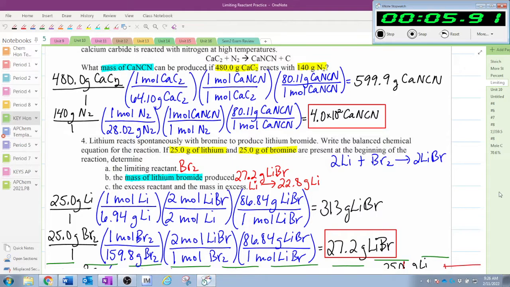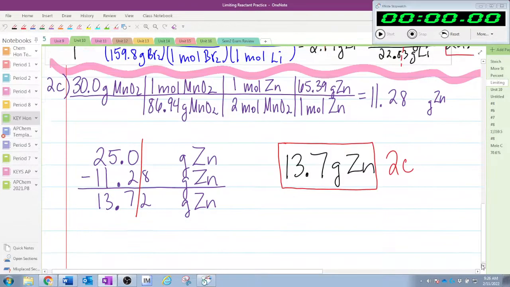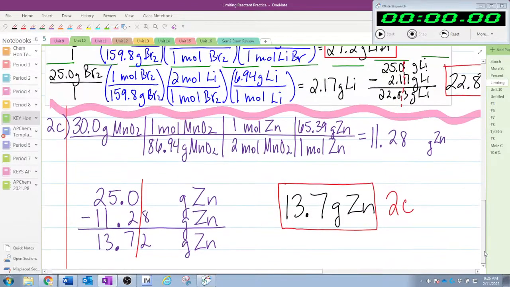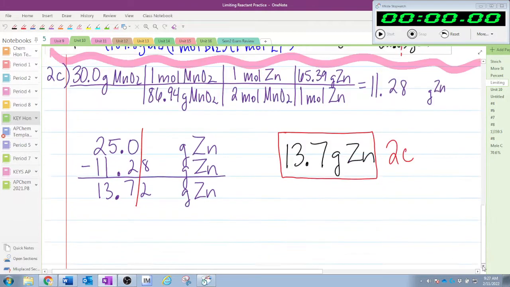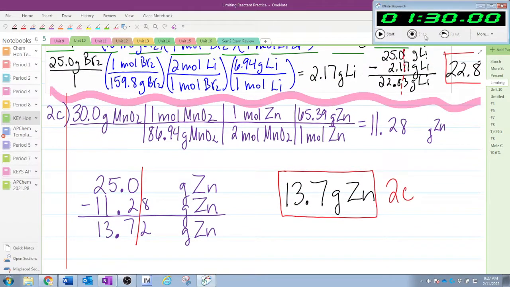Okay. So now when I scroll, the first part underneath that green dashed line is going to be the answer to 4C, for this question with lithium and bromine. And then under that's going to be the answer to 2C, the one with the MnO2 and the zinc. So these are both the answers to part C, but number 4 is on top. Just scroll that up. And then number 2 is on the bottom. If I can get this where I want. There we go.